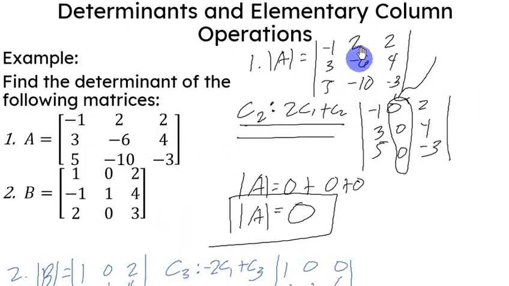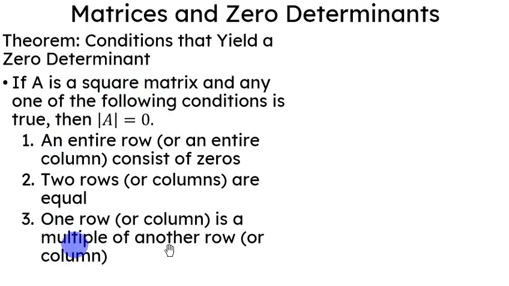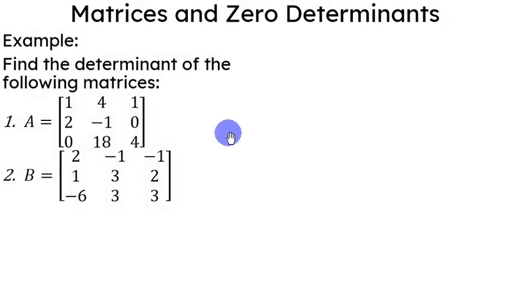So here, this is a multiple of this column. Column 2 was a multiple of column 1. If that is the case, then we were sure to get a 0 determinant. Now, this is to check if our square matrix has this, then we don't need to compute. We just need to show that one of these is true, then we'll have a 0 determinant. Try them with these matrices. Try to see if one of the conditions will fit to show that these matrices have a 0 determinant.